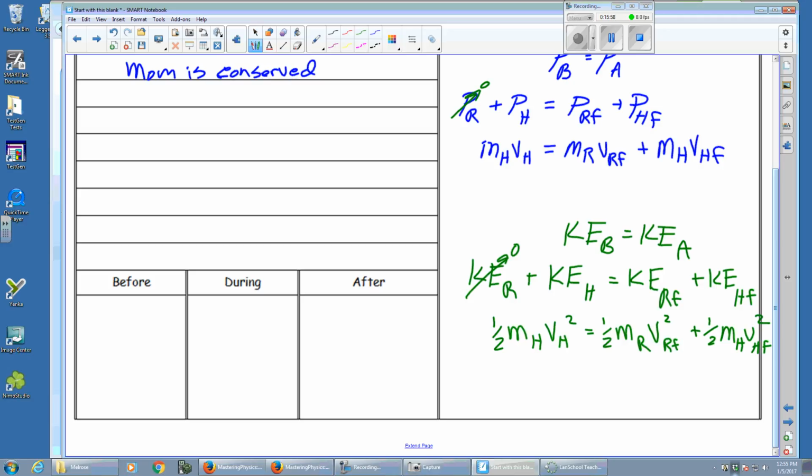Things that I know: mass of the hammer, mass of the rock. The halves I can get rid of, right? I know the velocity of the hammer beforehand. I don't know the velocity of the rock afterwards, the final velocity of it, or the final velocity of the hammer. But I have the same two variables in two equations. So can I solve it? How should I solve it?